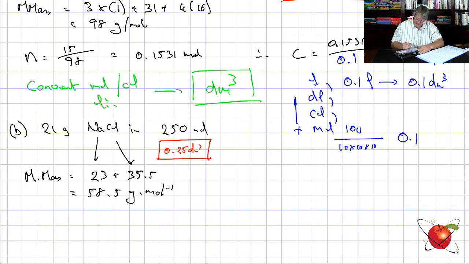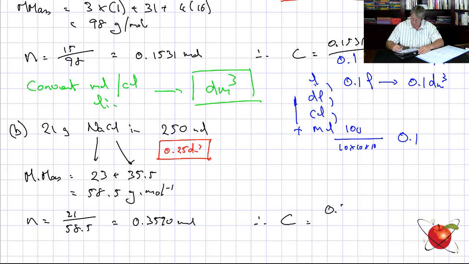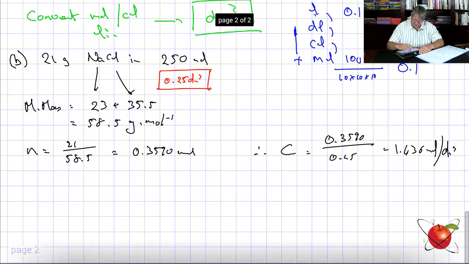Okay, therefore n is going to be equal to what? Mass, 21 over 58.5, is equal to 0.3590 moles. Therefore, concentration is 0.3590 divided by, in this case, my 0.25, and the answer is going to be 1.436 moles per cubic decimeter. Okay, now let's have a look at number C.